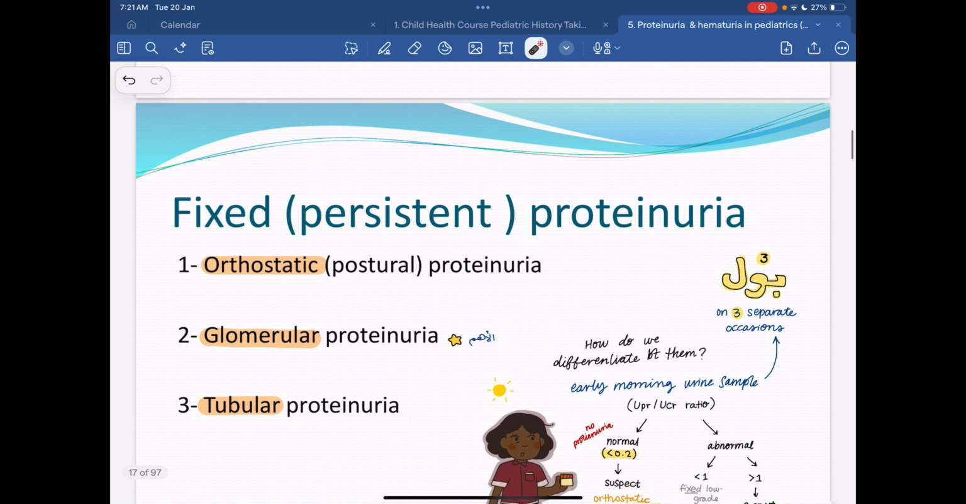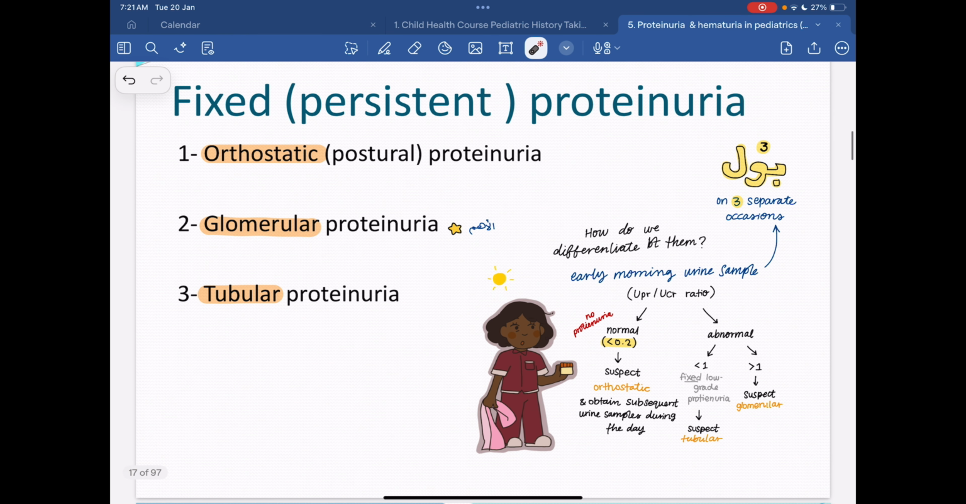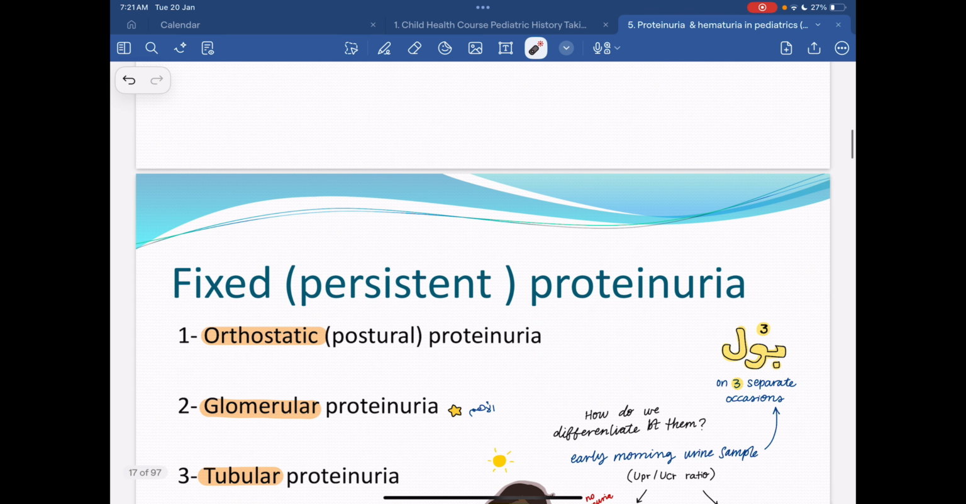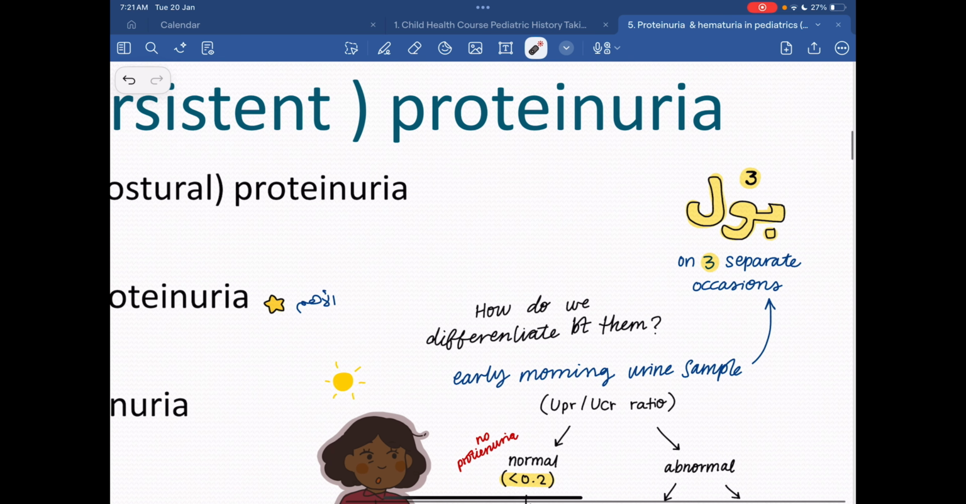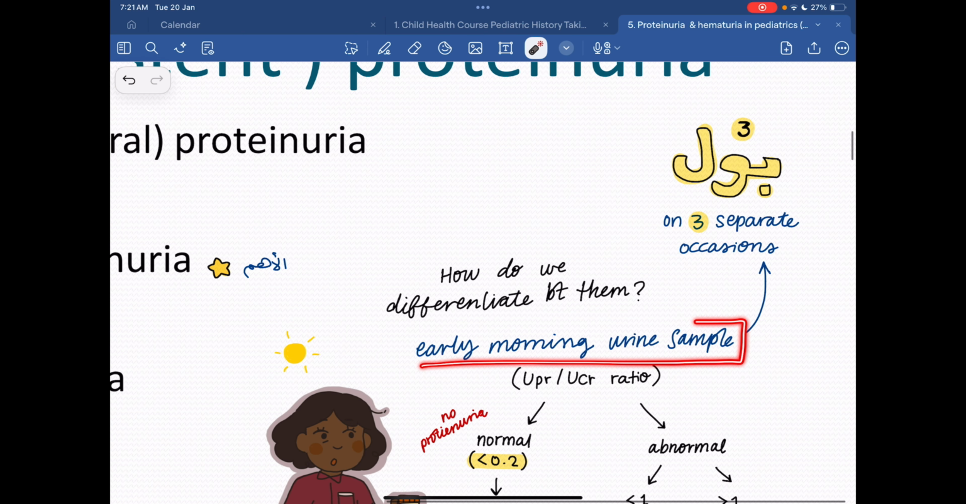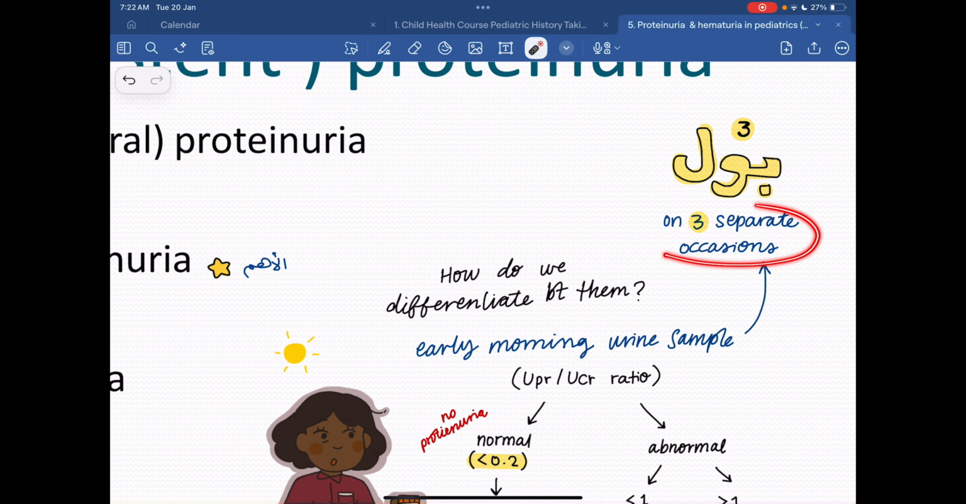What about fixed proteinuria? عندنا 3 types. We have orthostatic, postural, glomerular, and tubular. كيف نفرق بينهم؟ قبل ما نفصل فيهم أول شيء يعني عشان ناخذ الurine sample صح أنا قلت إنه ناخذ random urine sample لا إذا في fixed persistent proteinuria we need to take a early morning urine sample. How many? We're going to take them on 3 separate occasions.